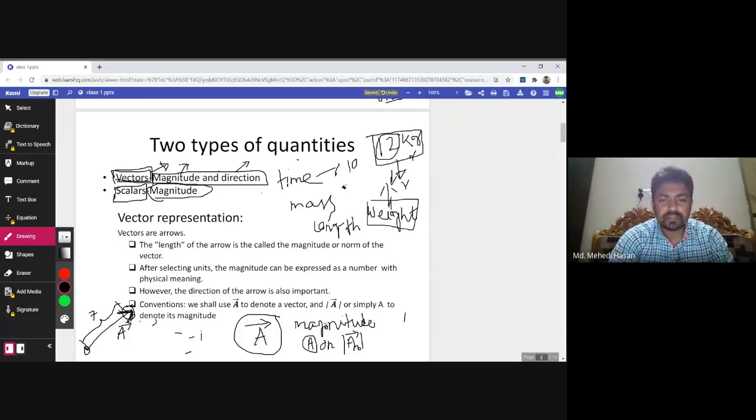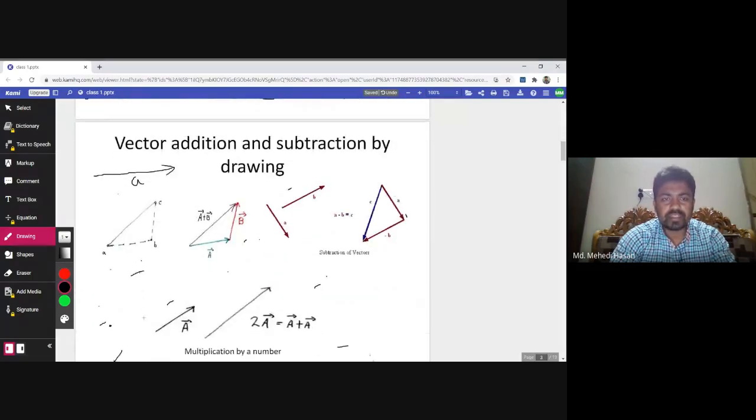Okay, then vector addition and subtraction. How can we add vectors or subtract vectors? Here the simple thing is that we have to follow a particular rule, which is called the head to tail law.